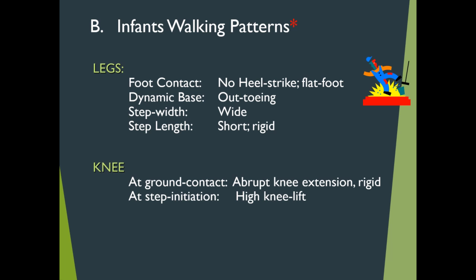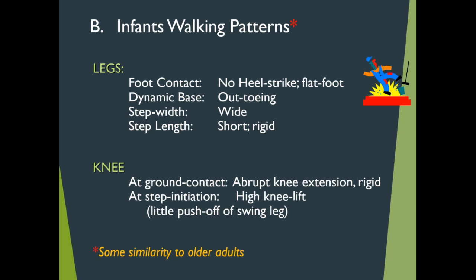At step initiation, there's a high knee lift instead of a push-off, and the swing leg is not allowed to swing with gravity freely. In other words, they don't take advantage of free energy. They have to literally intervene with muscular contraction. 80% of the adult walking pattern in the swing phase does not need any muscular contraction. In other words, the mature adult takes advantage of gravity. The infants don't. In some sense, the walking patterns of infants show some similarity to older adults.